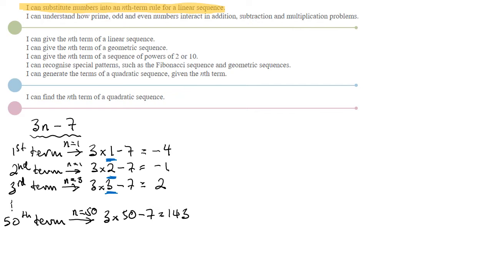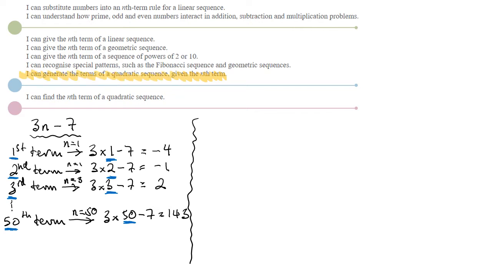So I'm just going to underline where I've substituted n for the position that I want. First we make n equal to 1, second n equal to 2, third n equal to 3, 50th or any one, n equal to 50. So that is substituting into a linear sequence. Okay, let's have a look at the next thing below it, which is substituting into, now it's actually down here, generate terms of a quadratic sequence. So we're sort of jumping a bit.